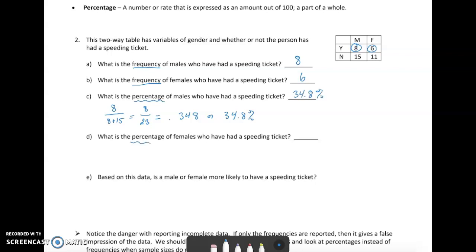And then let's look at the percentage of females as well. So there were 6 out of 6 plus 11, so 6 out of 17 total. If you divide that out, you get 0.3529. So this is about 35.3%.